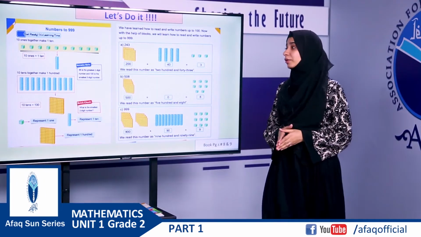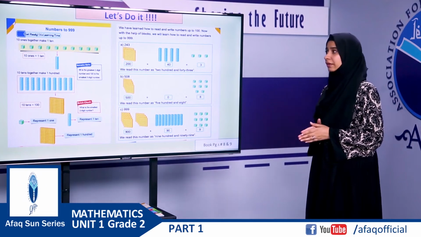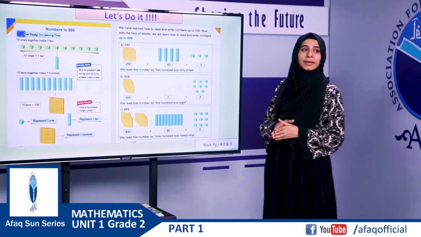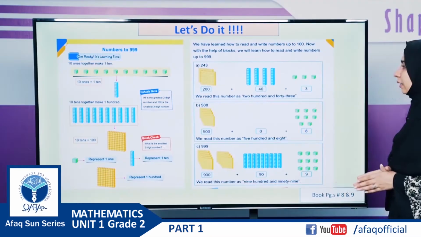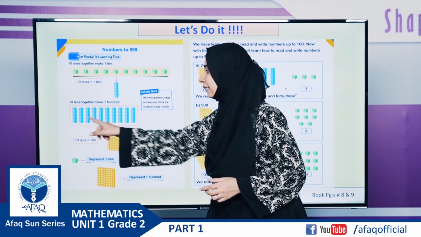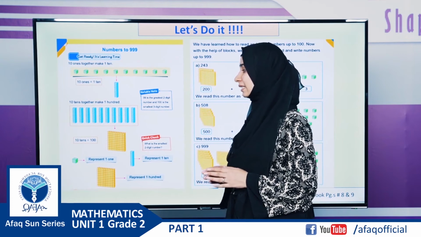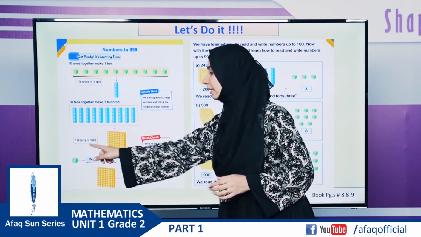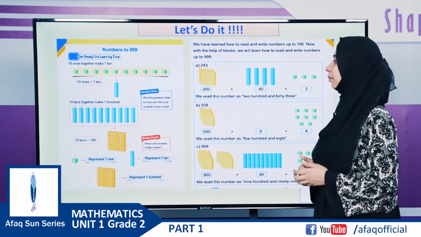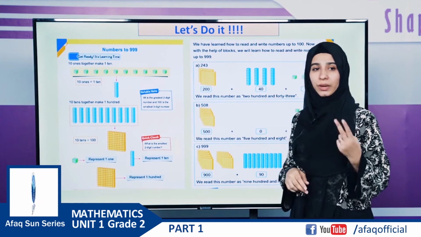So students, now come to page number 9. We have learned how to read and write numbers up to 100. Now, with the help of blocks, we will learn how to read and write numbers up to 999. Here, we know that combining 10 tens together gives us a block that represents 100. So here we have 2 blocks that represent 10 tens. So 2 blocks means 200.